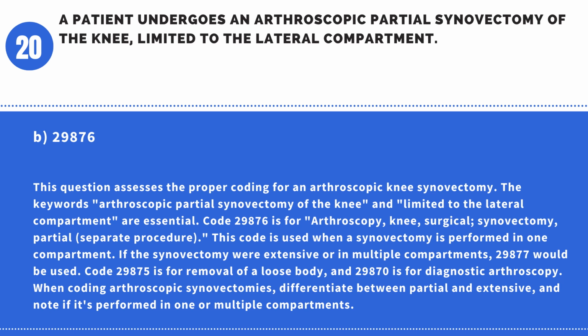If the synovectomy were extensive or in multiple compartments, 29877 would be used. Code 29875 is for removal of a loose body, and 29870 is for diagnostic arthroscopy. When coding arthroscopic synovectomies, differentiate between partial and extensive, and note if it's performed in one or multiple compartments.